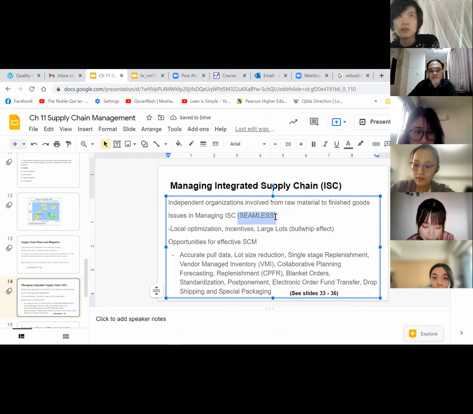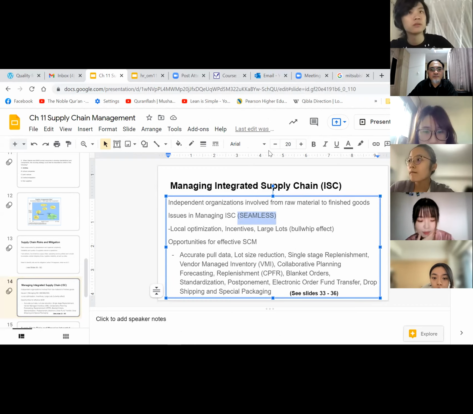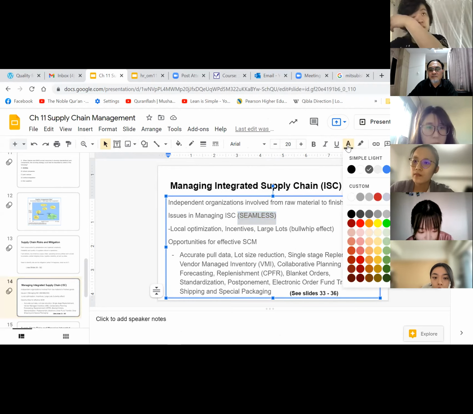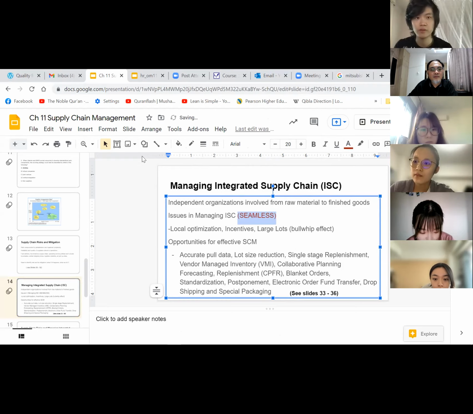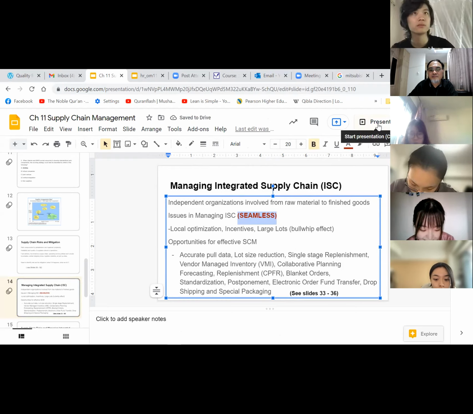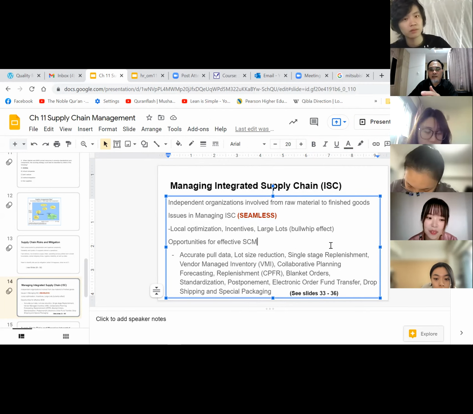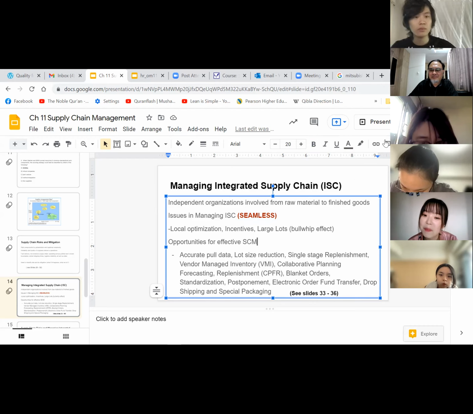Seamless. Seamless is with no space between one part and the next. Okay. There's no space between one part and another. So what do you mean? There's no space between one part and another. Give me an example.